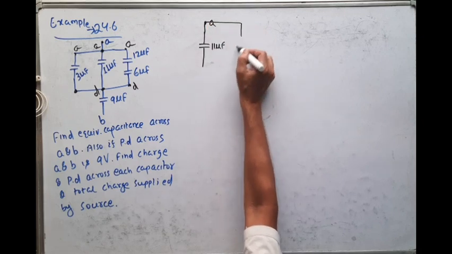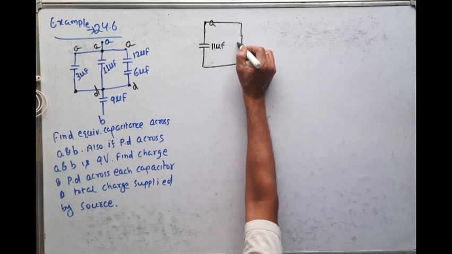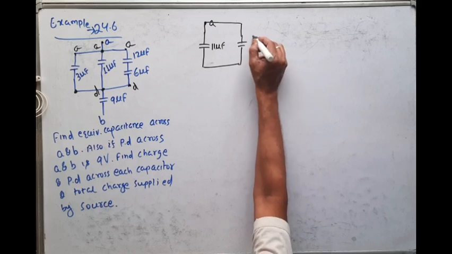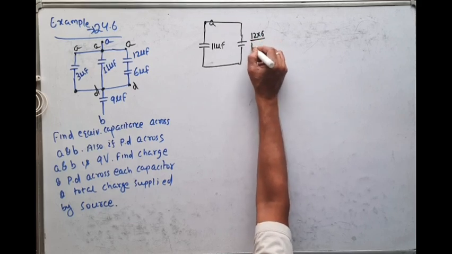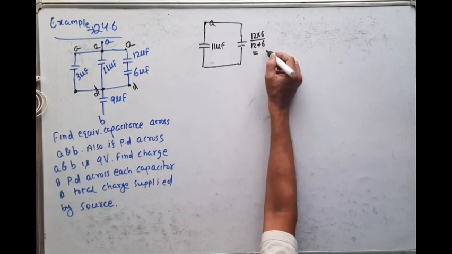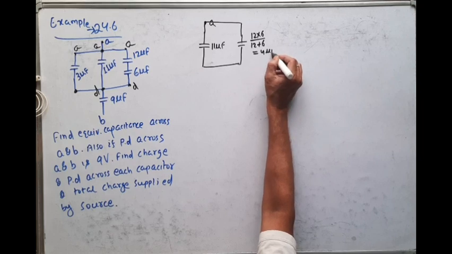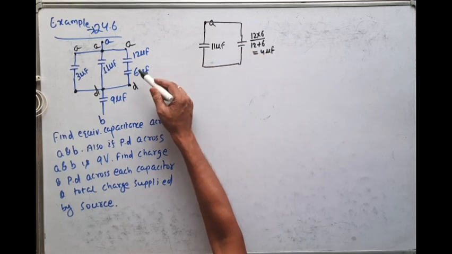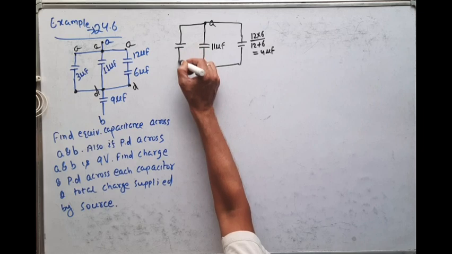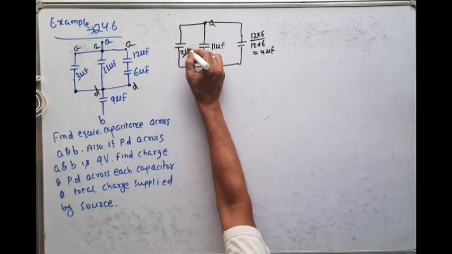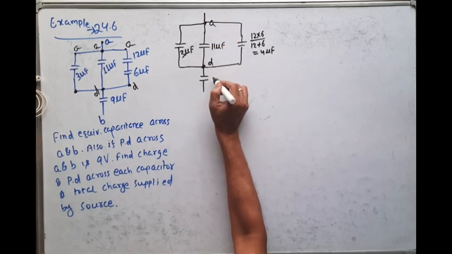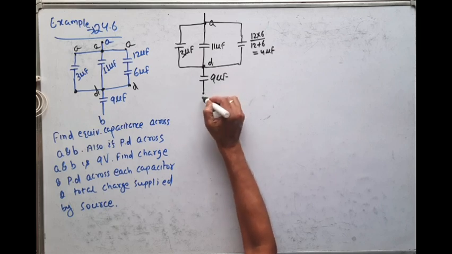Now across this path, you see 12 and 6 are connected in series. So what is the equivalent capacitance? 12 into 6 by 12 plus 6, that is equal to, I think, 4 microfarad. So 12 and 6 are in series, and their equivalent is 4 microfarad. And along this path there is 3 microfarad, and this point is our D, which is connected to 9 microfarad. Okay, this point is B.